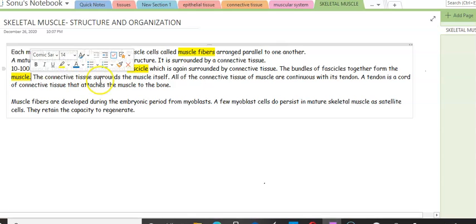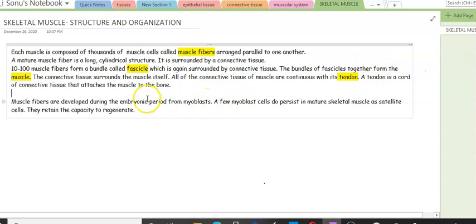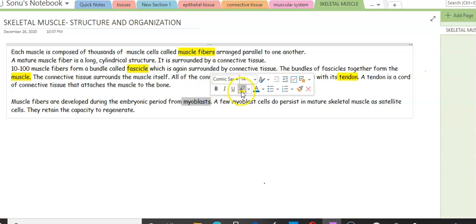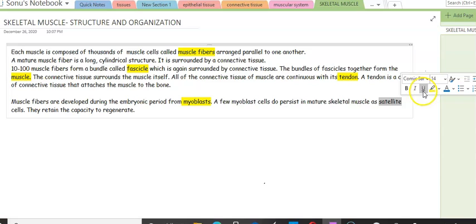The bundles of fascicles together form the muscle. The connective tissue surrounds the muscle itself, and all of the connective tissue of the muscle is continuous with its tendon. A tendon is a cord of connective tissue that attaches the muscle to the bone. Muscle fibers are developed during the embryonic period from myoblasts. A few myoblasts do persist in mature skeletal muscle as satellite cells. They retain the capacity to regenerate.